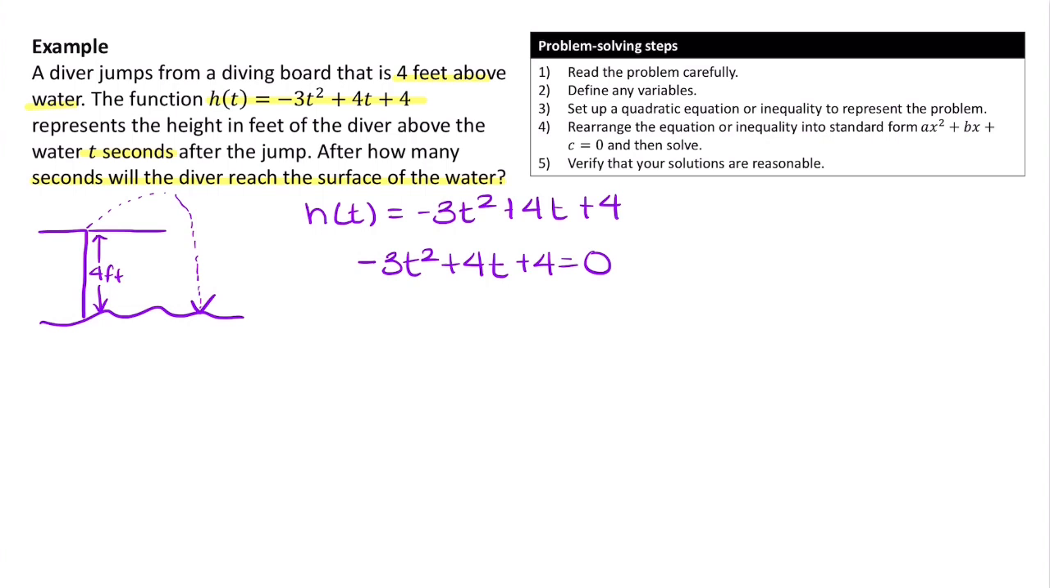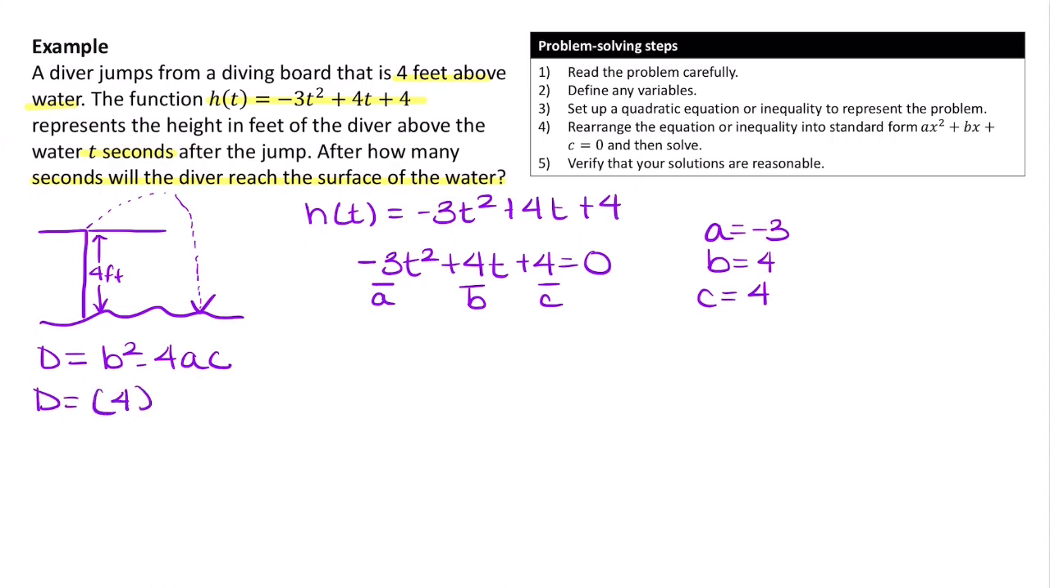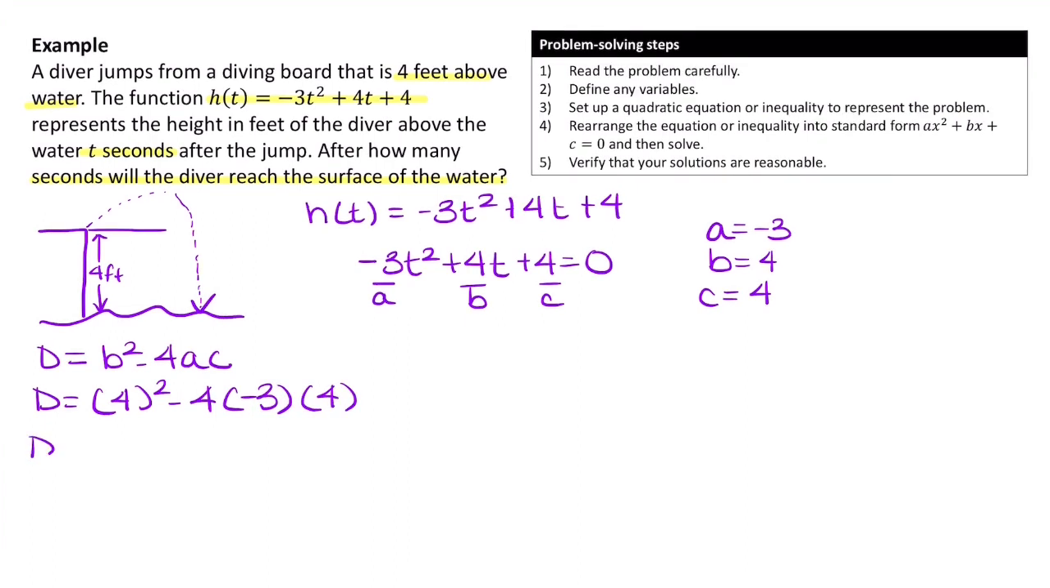I'm going to choose to do the quadratic formula. So I'm going to call this A, B, and C. So A is negative 3, B is 4, and C equals 4. So if I first calculate the discriminant, it will be b squared minus 4ac. So we have D equals b squared, which is 4 squared, minus 4 times a, which is negative 3, times c, which is 4. So we have D equals 4 squared, which is 16, minus 4 times negative 3 is negative 12. Negative 12 times 4 is negative 48.